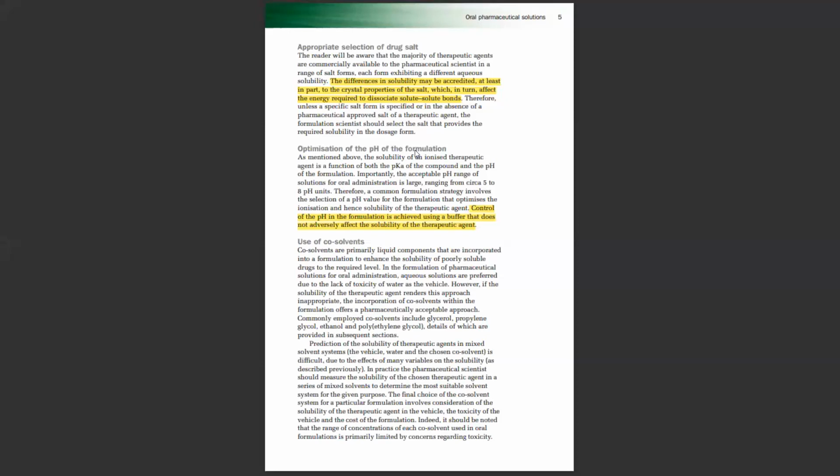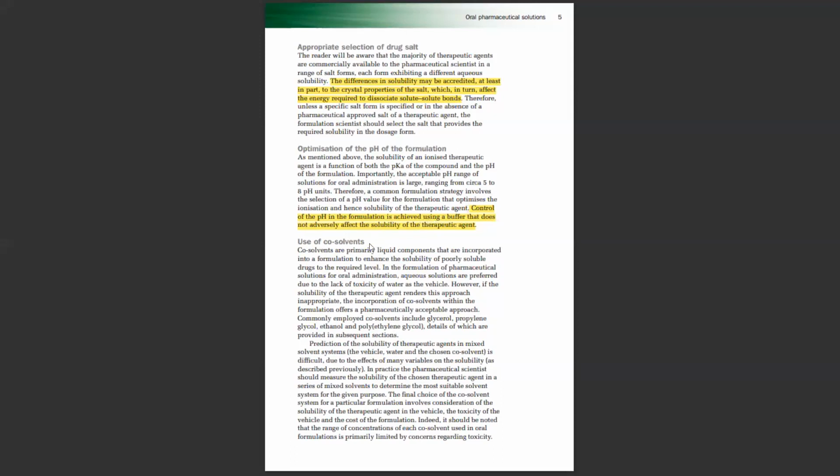Another method is optimization of the pH of the formulation. This is where you regulate the pH or the pK. Importantly, the acceptable range of solutions for oral administration ranges from 5 to 8 pH units. Therefore, the formulation strategy involves selection of the pH value for the formulation, which optimizes the ionization and hence the solubility of the agent that you're looking to improve in this case.